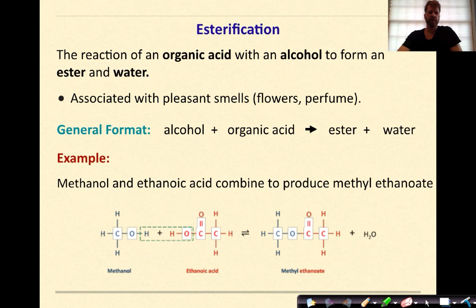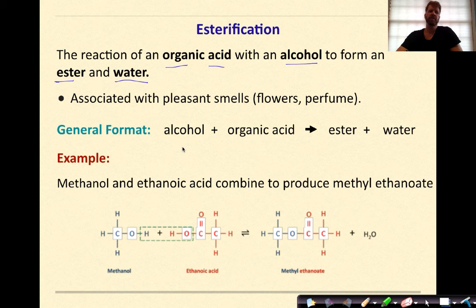Let's examine esterification. Esterification involves the reaction of an organic acid with an alcohol to form an ester and water. Esters are associated with smells. Sometimes they're pleasant, like flowers and perfume, and some esters have a not so pleasant smell to them.